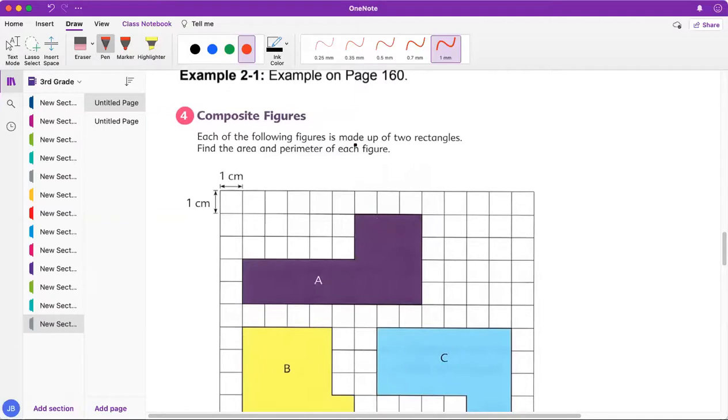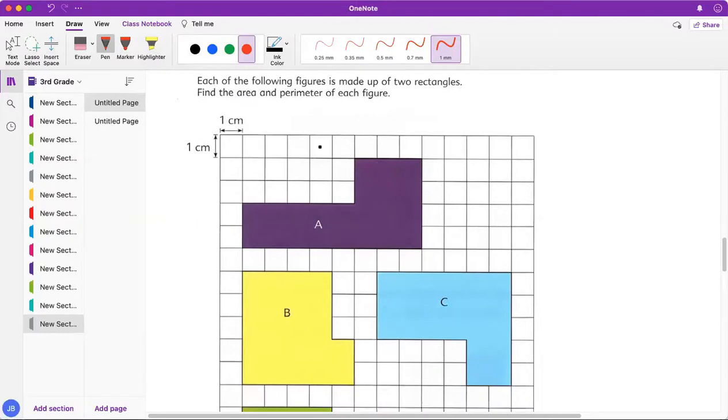So a composite figure, like this says, each of the following figures is made up of two rectangles. Find the area and perimeter. And so our composite figures are made up of different shapes. So we can see here, let me see if I go green. If we did a mark here, we would see that we have two rectangles, 1 and 2. Or you could do it right here. And so we could have 1, and then this whole thing would be 2. Does that make sense for everybody? So you can kind of cut your pieces however works best for you.